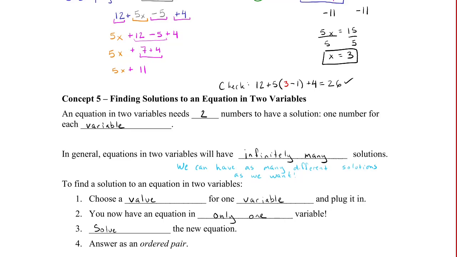And sometimes there are choices that we can make that's going to make that new equation super easy to solve. Finally, having solved that new equation, we need a way to present our answer that makes it clear that these two numbers are just one solution. And the form we're going to use for our answer is an ordered pair. So let's see how that works in practice.